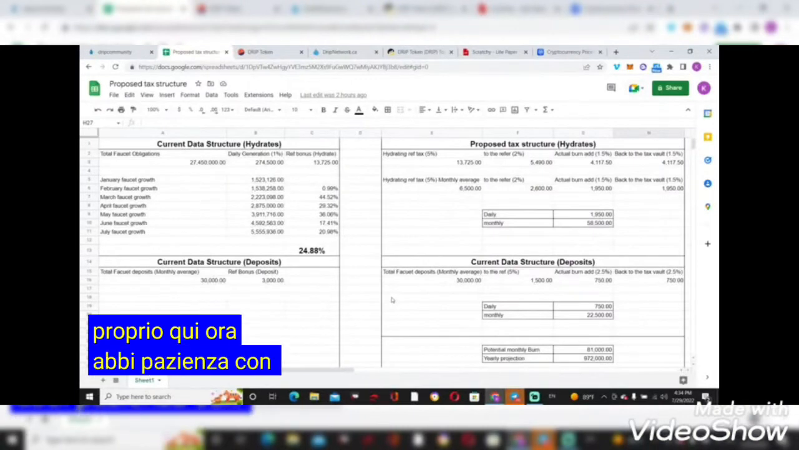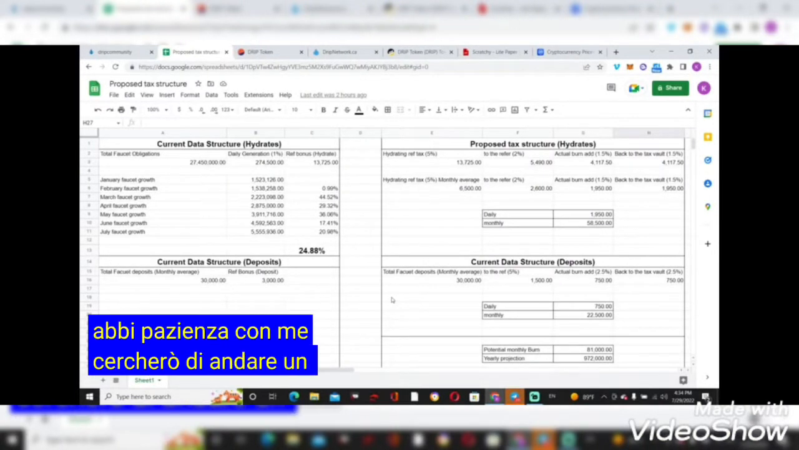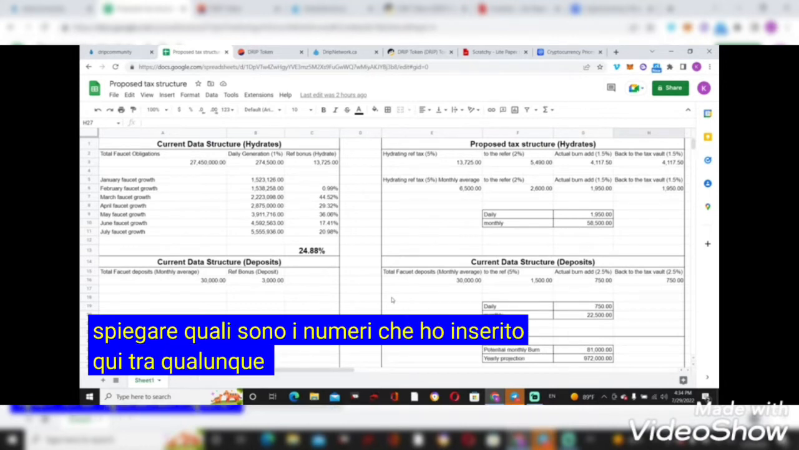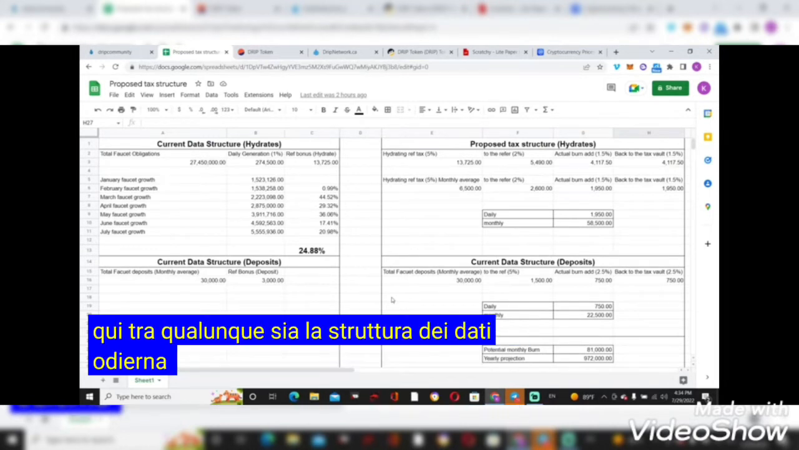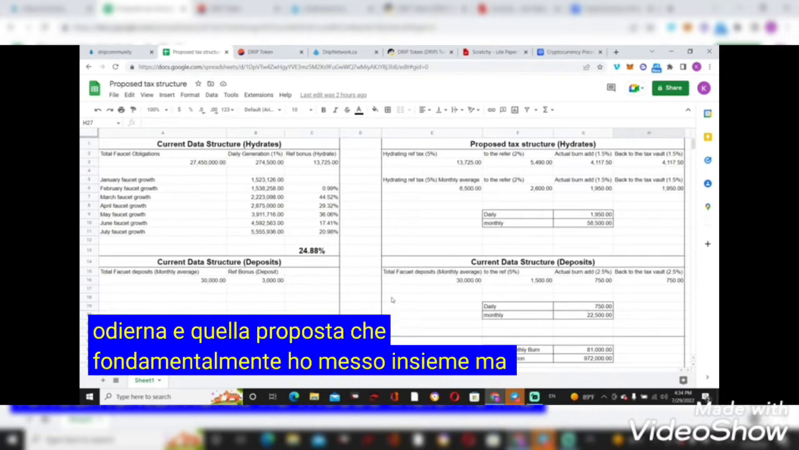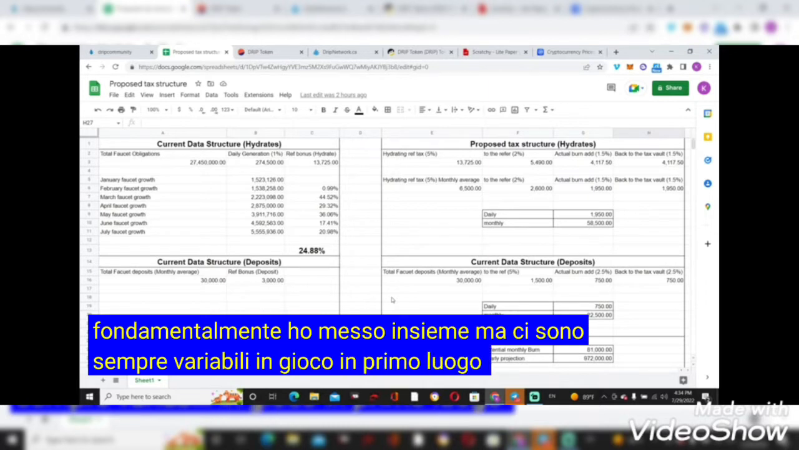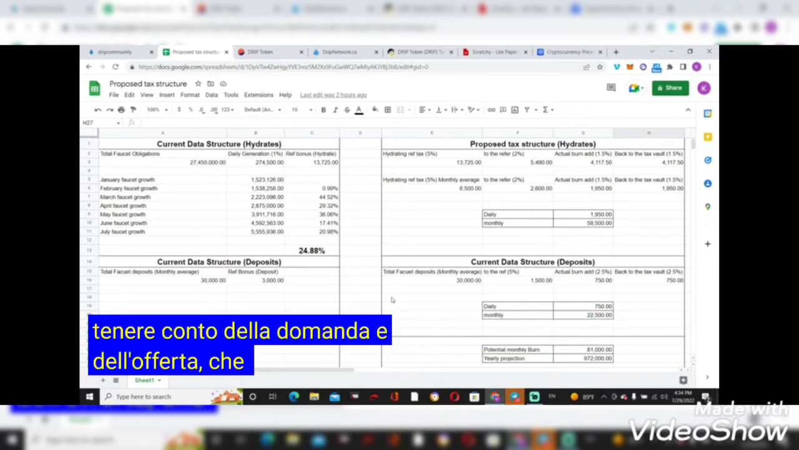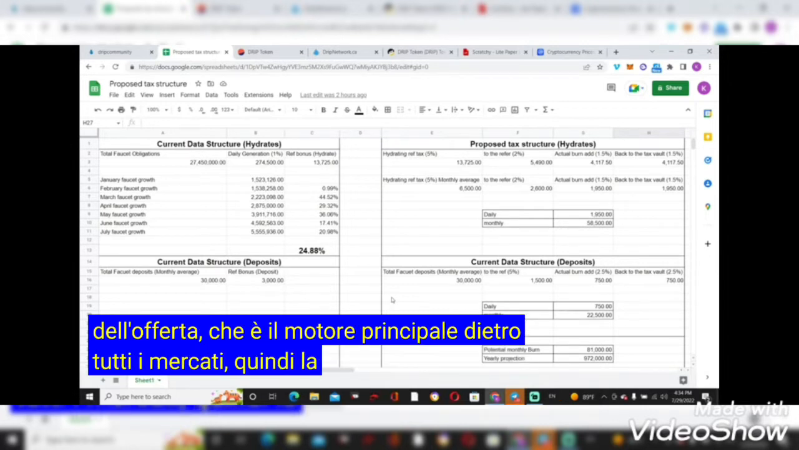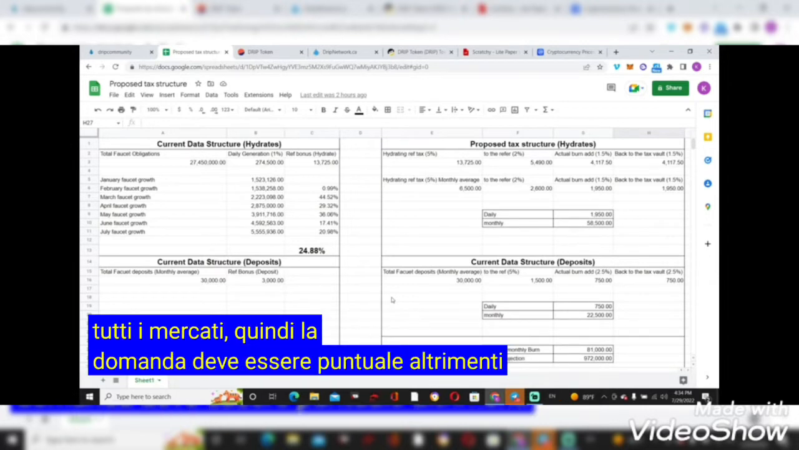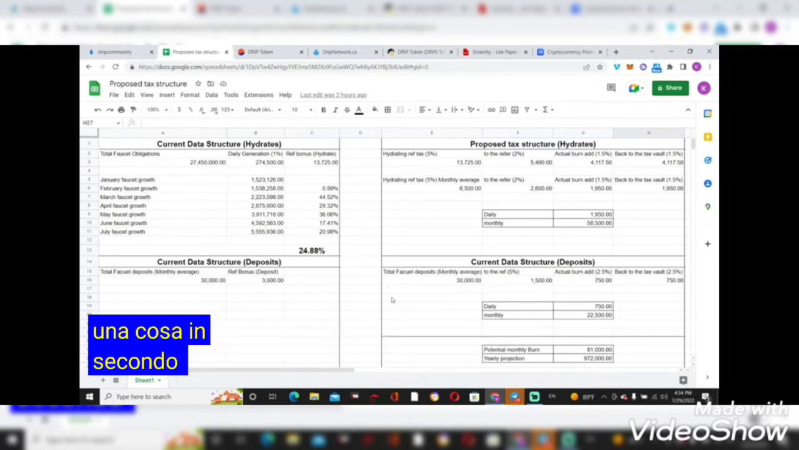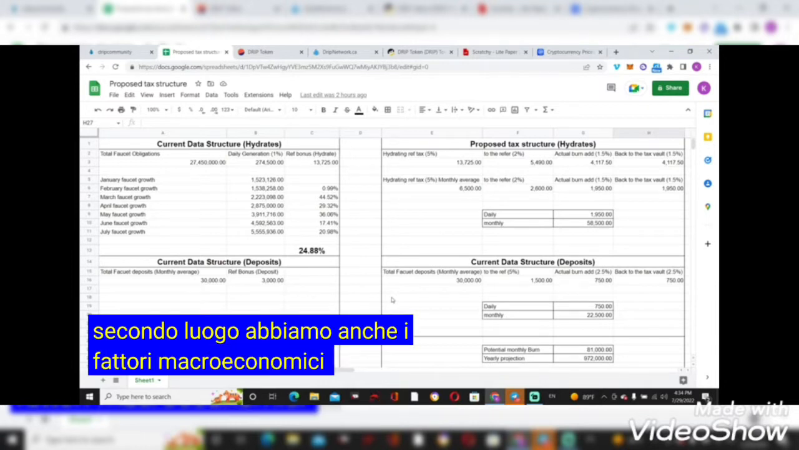Now, bear with me. I'm going to try to go a bit slower and explain what numbers I put in here, between whatever the data structure is today and the proposed one that I put together. But there are always variables in play that we have to account for. First of all, demand and supply. That's the main driver behind all of the markets. So demand has to be on point, otherwise nothing is going to happen, right? That's one thing. Secondly, we have the macroeconomic factors of the market as well.